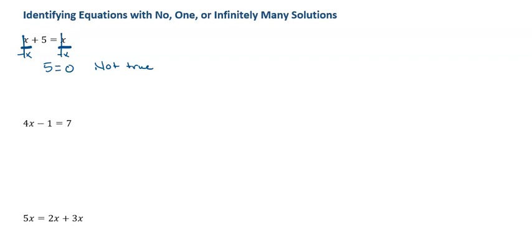The next one, we've got 4x minus 1 equals 7. Well, it looks like a linear equation, so I'm going to add 1 to both sides, and I get the 1's canceling out, and I get 4x equals 8, so x equals 2. That is a true statement, so that has one solution. All right, the next one.